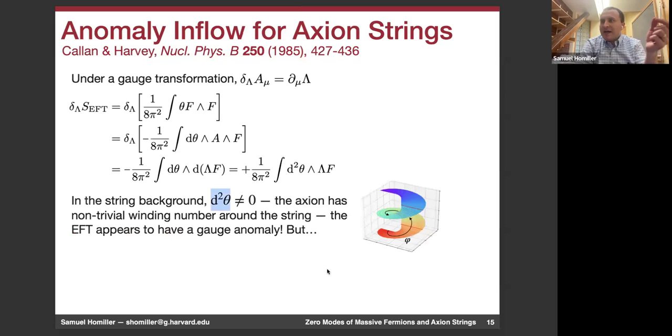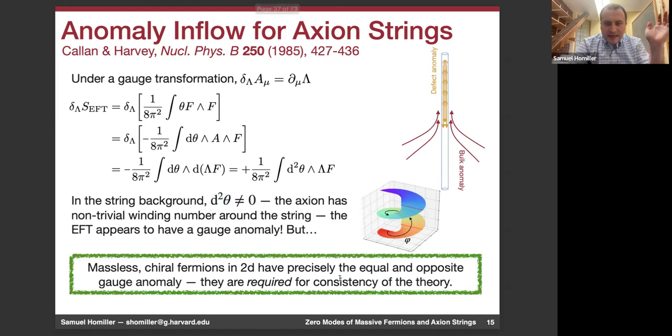And essentially what you find then, because of this winding, is that the EFT seems to have a gauge anomaly. I wanted this thing to be gauge invariant, and I find that if I take a gauge variation, a local gauge transformation, it's not gauge invariant. And so what happens, and this is what Callan and Harvey pointed out, is that this anomaly that you find, if you're very careful, and it does take a lot of work to make sure that you get all of the factors of 2 correct, is exactly equal and opposite to the gauge anomaly that you have for chiral fermions in 1+1 dimensions.